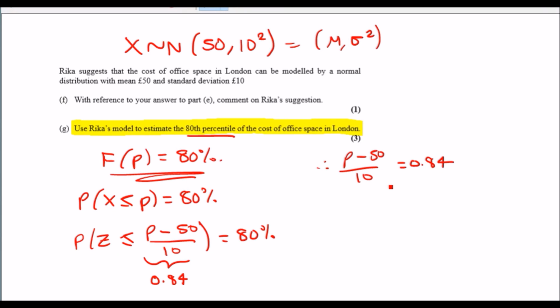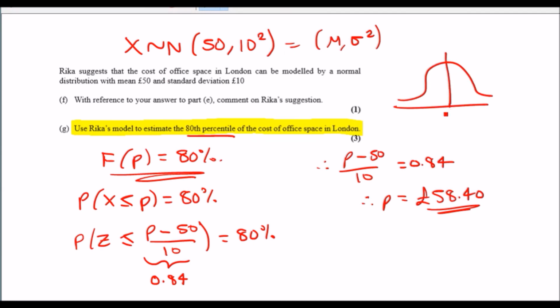Times 10 across, and then add 50, and you should get about 58 pounds 40-ish, to 3 significant figures. And that's it. This represents the 80th percentile. It's ahead of the mean, so it makes sense. On a bell curve, the mean here is 50, and the median is also bang in the center, because according to the model we saw before, the median in this case is also the mean.